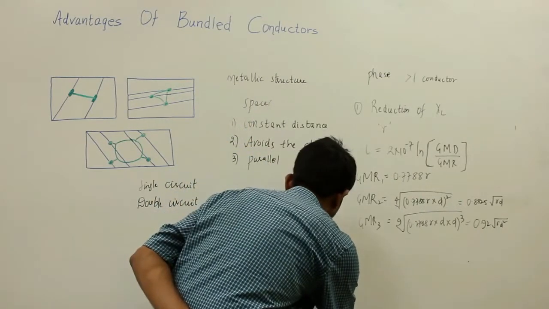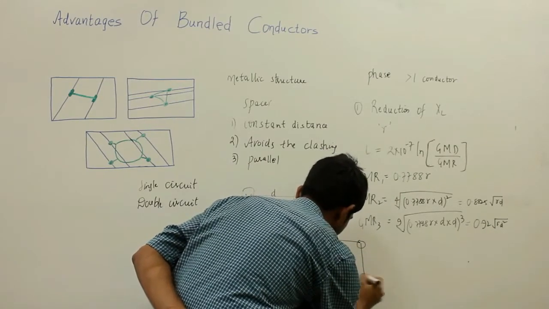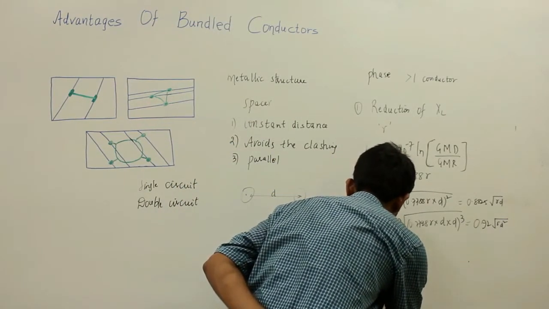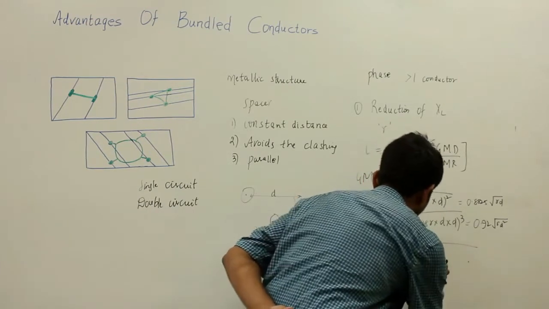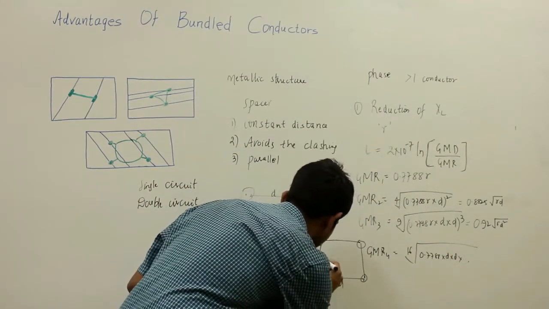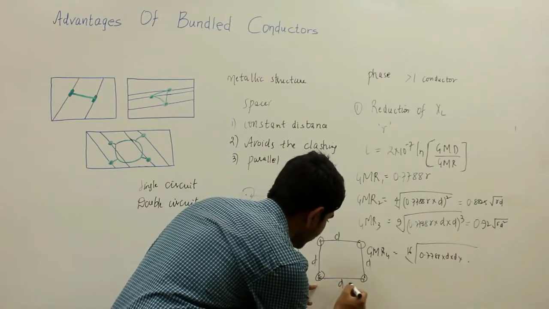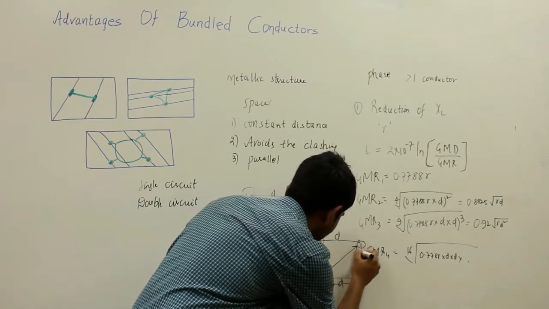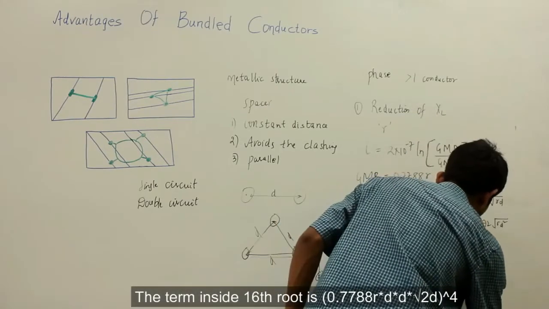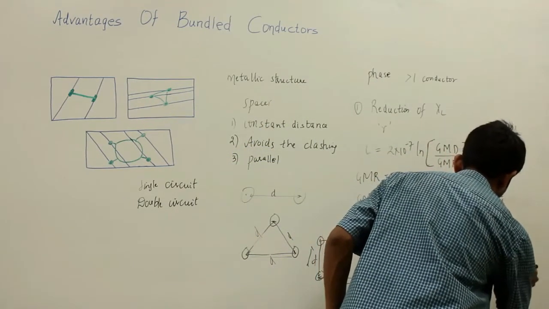Now let us consider the four conductor bundle placed in this manner. So the GMR for the four conductor bundle will be again given by the 16th root, and it will be 0.7788 into d, suppose this is your distance d, this is your distance d, this is your distance d, this is d. So if I consider this conductor, it is 0.7788 R into this distance d into this distance d, and this distance is under root of 2d. So this will be having a value of 1.02 into rd cube.